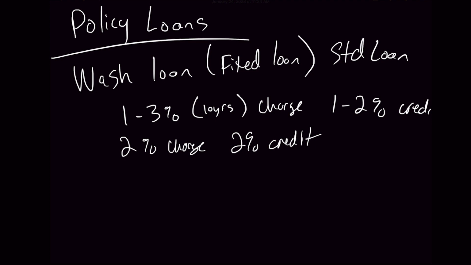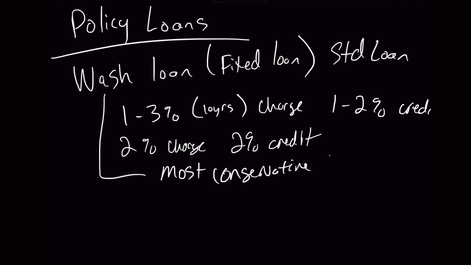And what that effectively does is it's just a loan that's going to kind of cancel itself out. The policy is going to grow just as fast as the loan balance is going to grow. And this wash loan, standard loan, fixed loan, however we're going to call it, it's the most conservative form of loan on these policies. And most people don't use them if they're trying to generate maximum income with these policies. So that's the first type of loan.